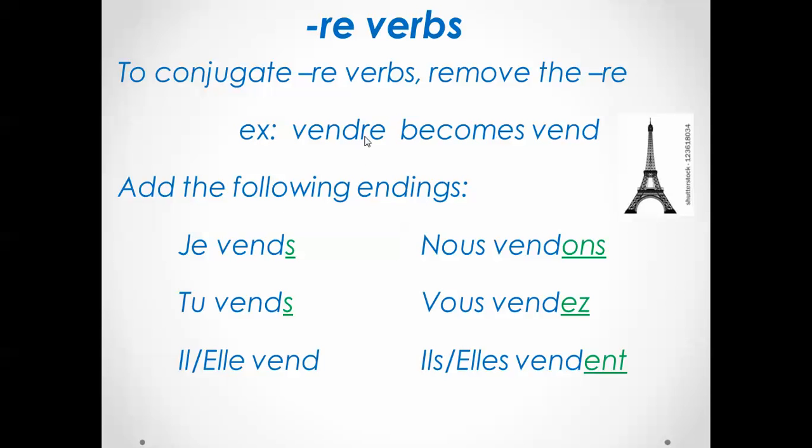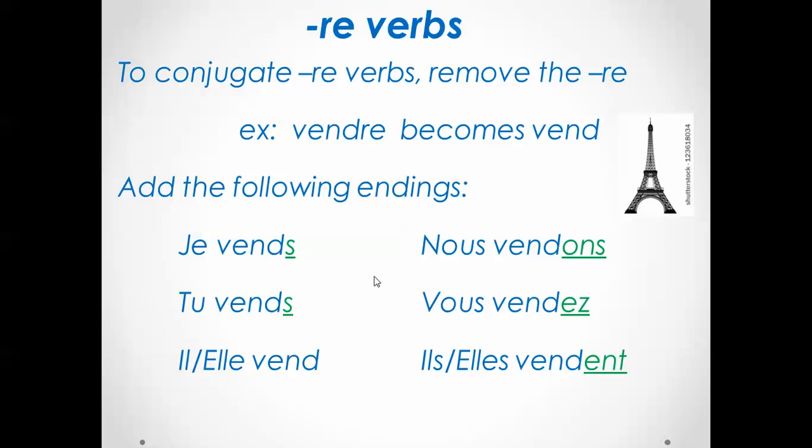All right, here we go. We have vendre. Let me just put my little cursor right over here. You cross off the RE, and the stem becomes VEND. Now, vendre right here means to sell. These are the endings: S, S, and you don't add a thing, nothing, zero, rien, nada, then ONS, EZ, ENT.